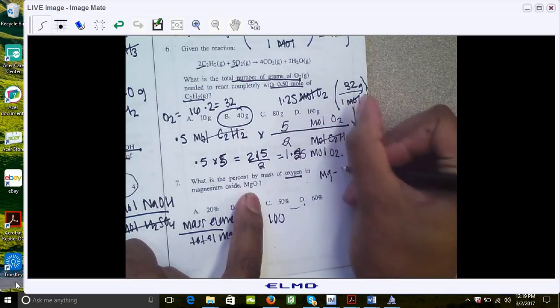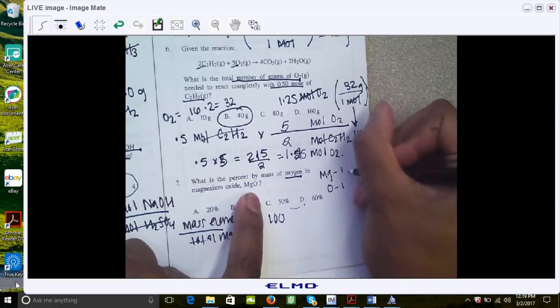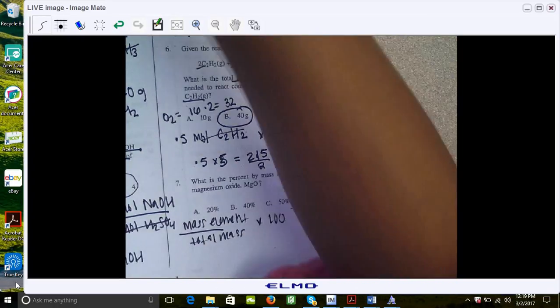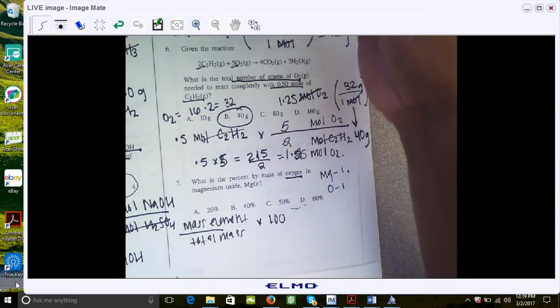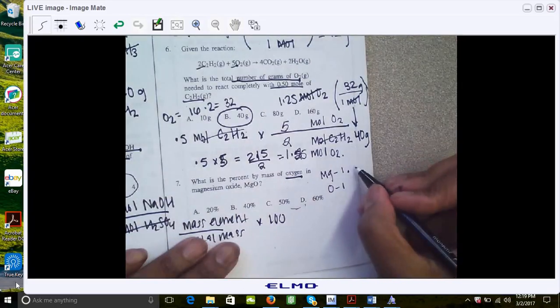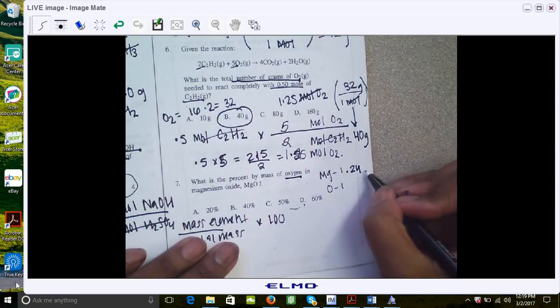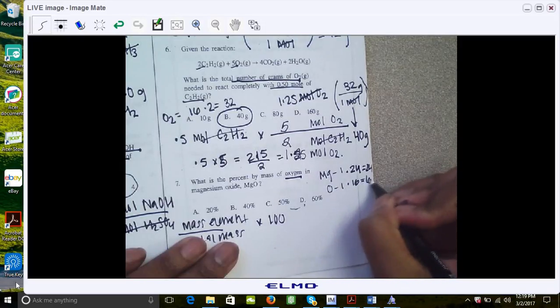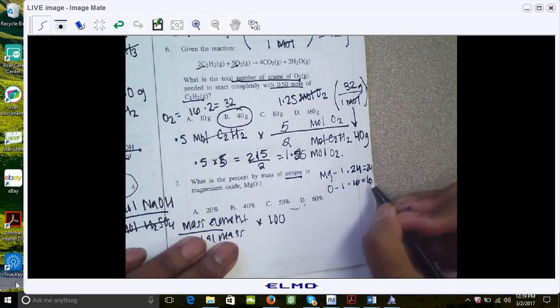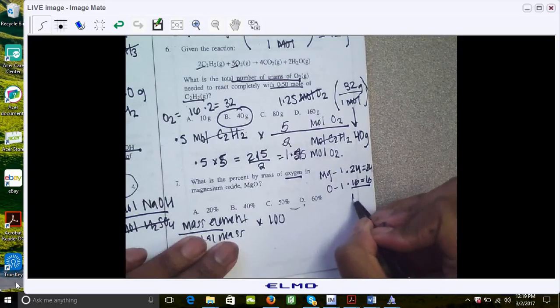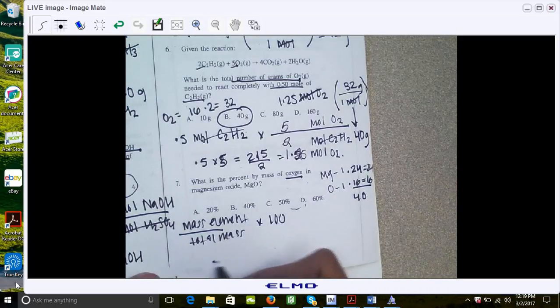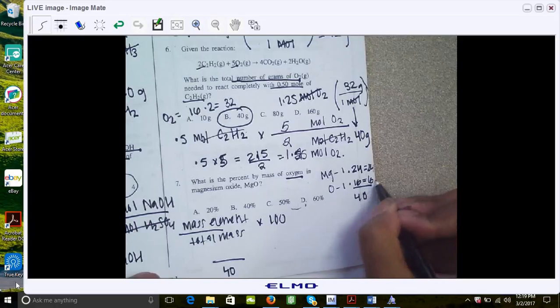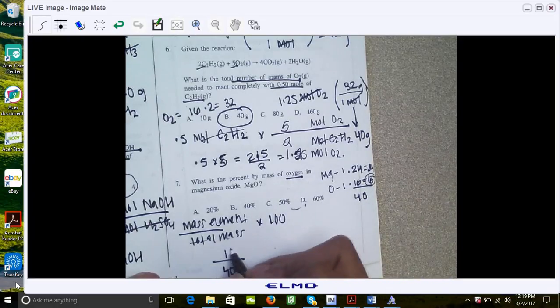We have Mg, there's 1. Oxygen, there's 1. Then multiply by the mass. My Mg is 24, multiply that by 1, and oxygen is 16. 16 plus 24 is going to give me 40. So that's my total mass. So the mass of just my oxygen, 16, over 40, and multiply that by 100.